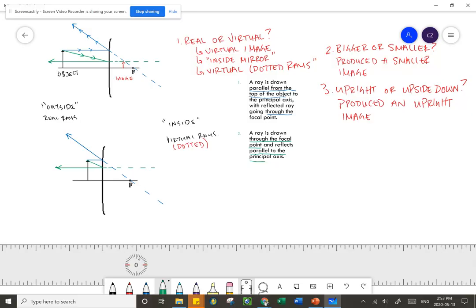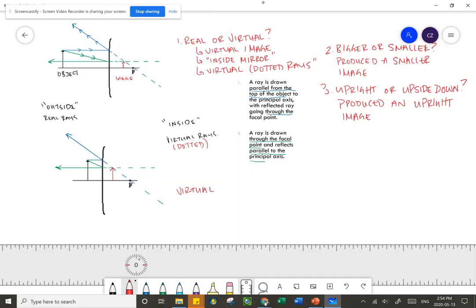Now we're going to see, where is that image produced? Where do those two reflected rays meet? Well, these two reflected rays don't meet anywhere. Okay, there you can see they're getting farther and farther away from each other. But on the inside of the mirror, we can see those two reflected rays meet right here. So this is going to be the top of my image, and it's going to go down to the principal axis. So again, what type of image is created here? Is it real or virtual? This is going to be a virtual image.